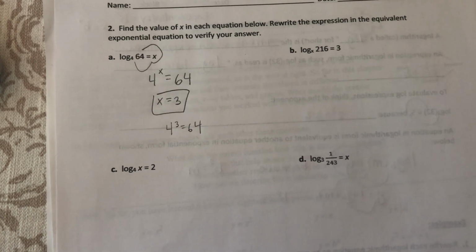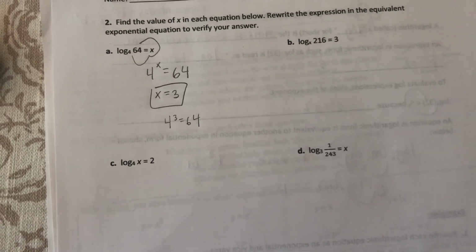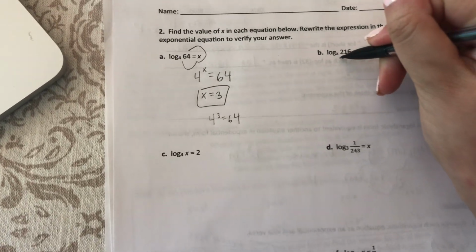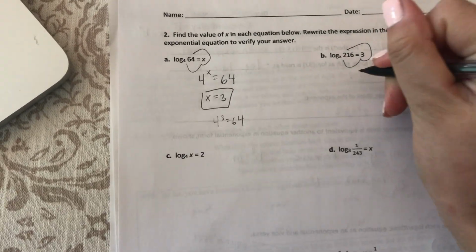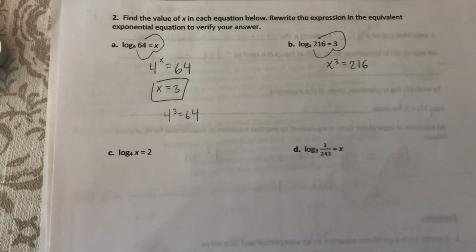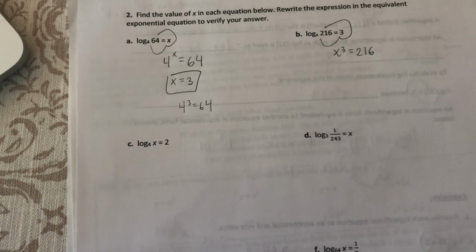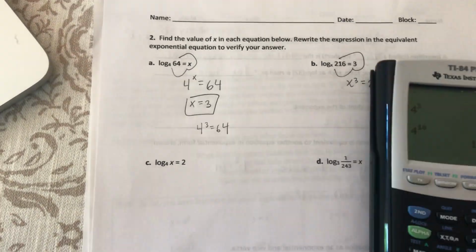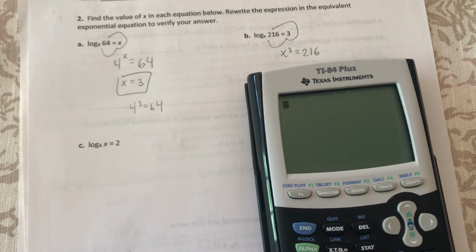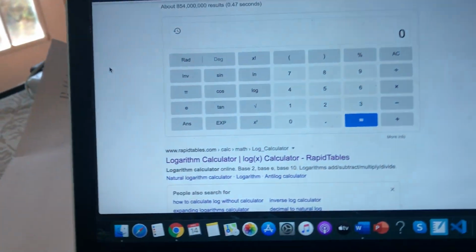Okay, let's try letter B. The x is in a different spot, so it's now the subscript, it's the base. So I'm still going to do my popcorn. x cubed is 216. So I need to figure out what number cubed, what number times itself 3 times, is 216. Again, I'm going to take my calculator and do my guessing and checking game. You can use your phone calculator or the Google calculator for this.